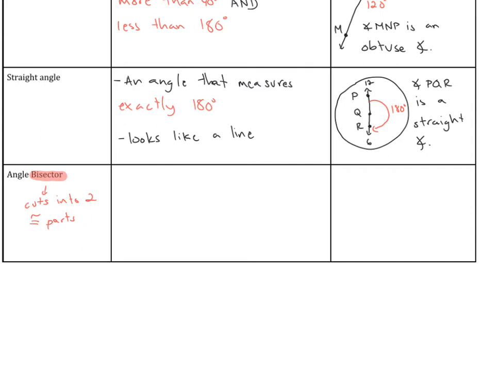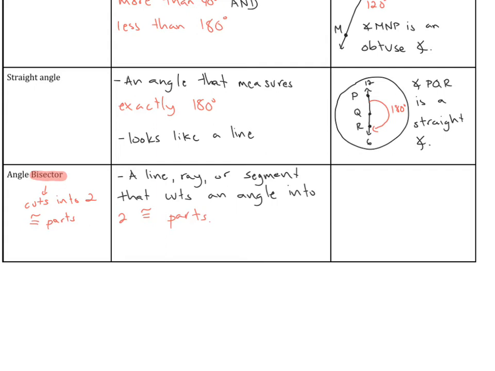So here's the formal definition. This is a line, ray, or segment that cuts an angle into two congruent parts.